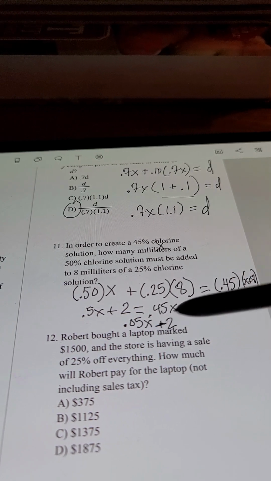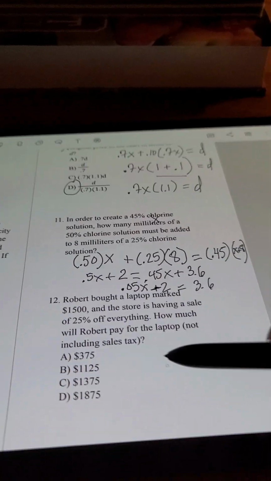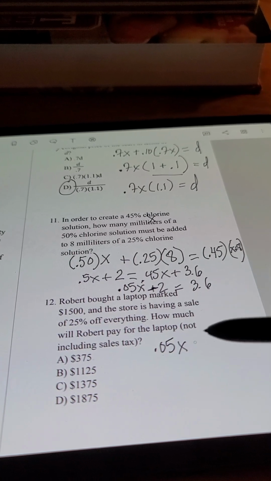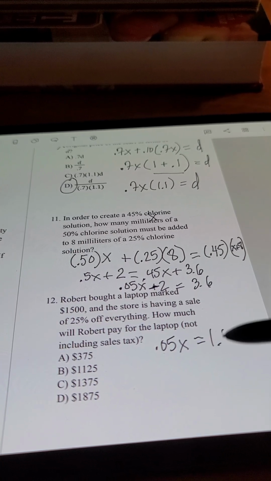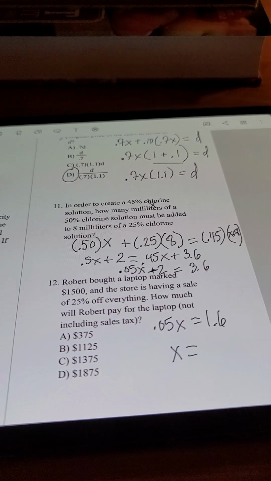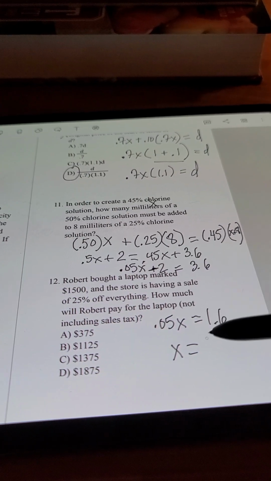It's supposed to be a plus. Is equal to 3.6. Now I'm going to subtract 2 from each side. I'm kind of running out of space, sorry. And I'm going to get 0.05x is equal to 1.6. Then I have to divide by 0.05 on each side to get x completely by itself. And when I do that, I get x is equal to 32. So that would be my answer.